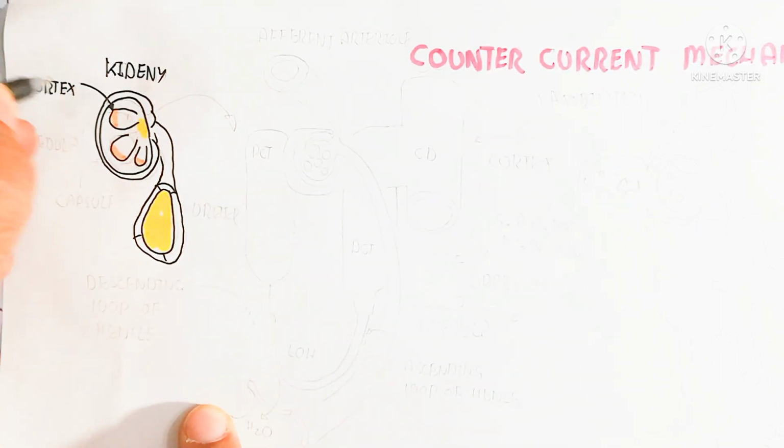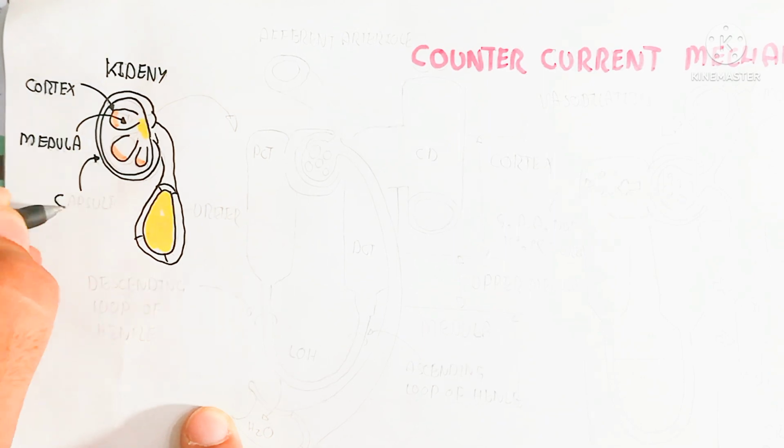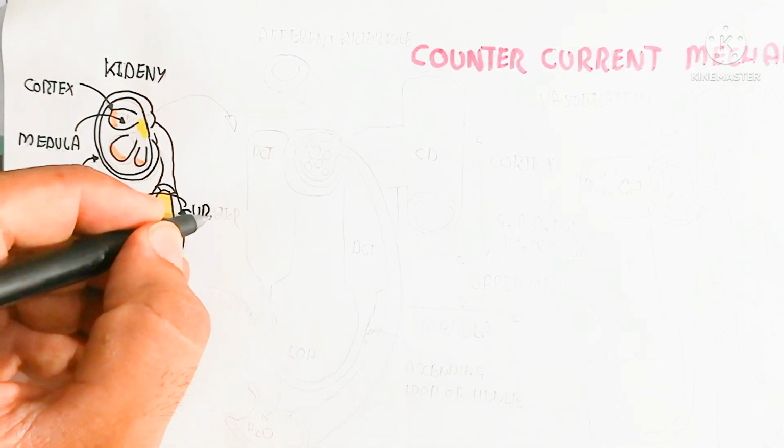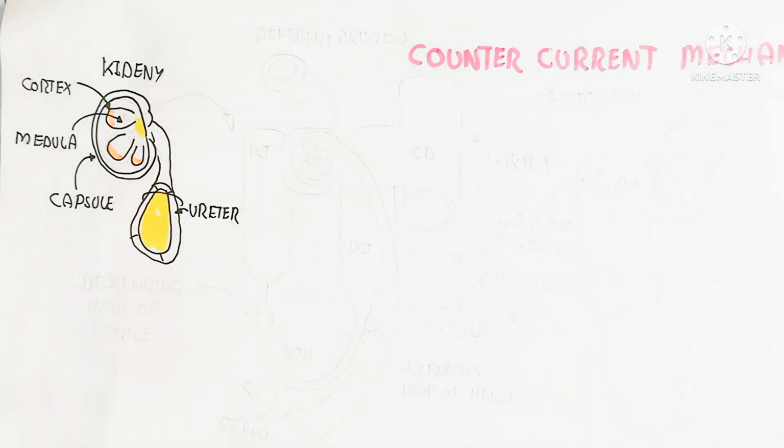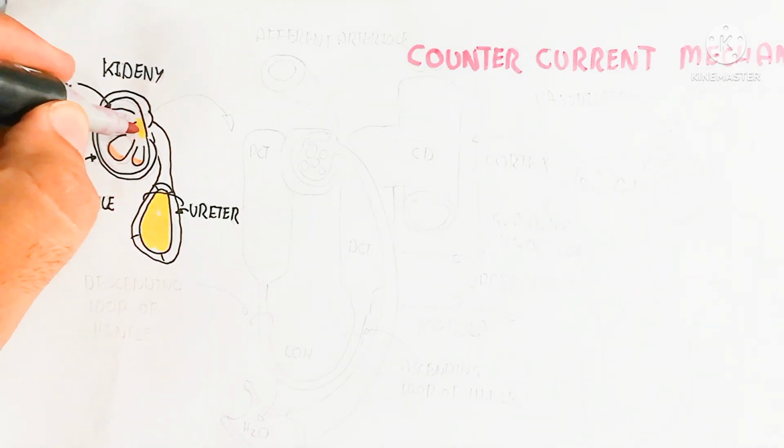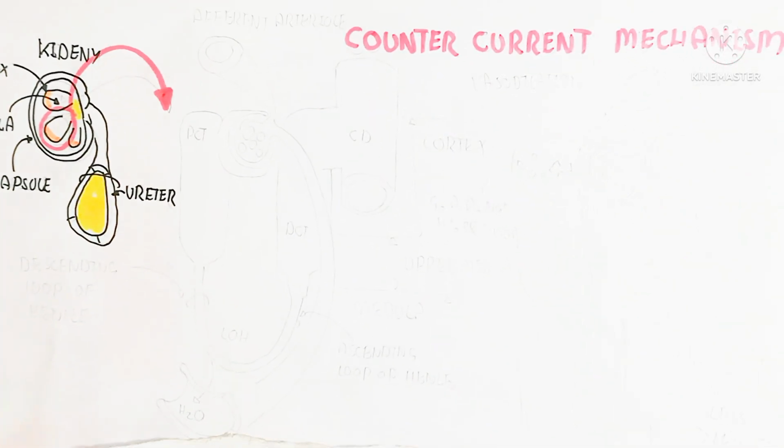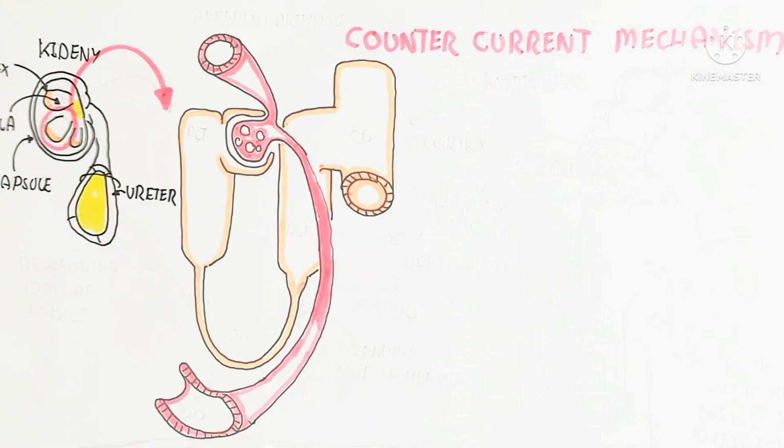This is the cortex, and that is the kidney, which contains cortex and medulla, which contain nephrons, and the outer layer is known as the capsule. This is the ureter, used for the excretion of the urine. This is the concentrated urine, remember. So this is the nephron. Let's begin to understand the nephron.